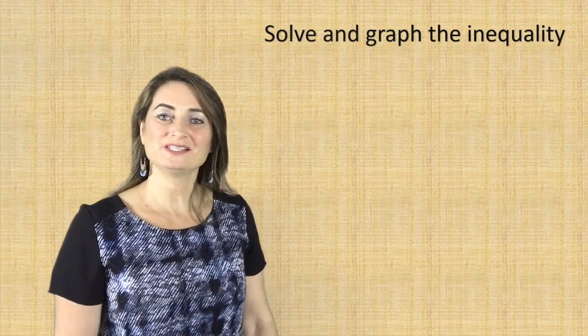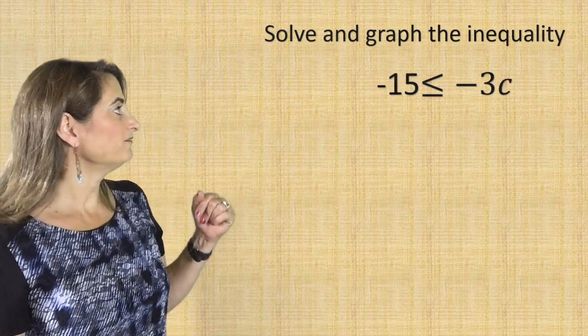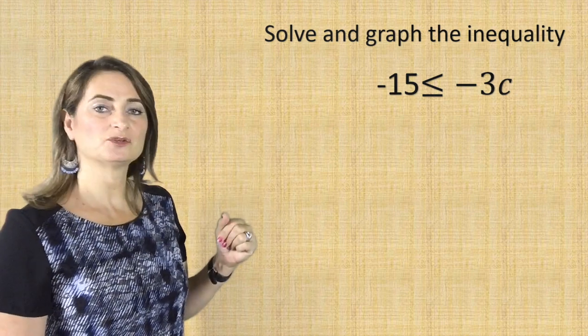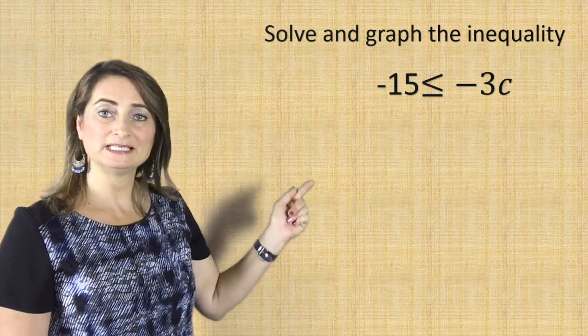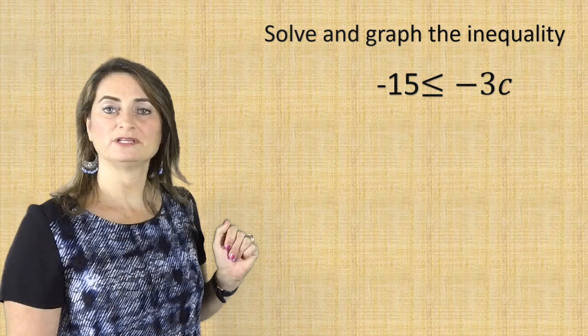Now let's practice with this example. Solve and graph the inequality. -15 less than or equal to -3C. There is nothing in the middle. That means -3 times C.